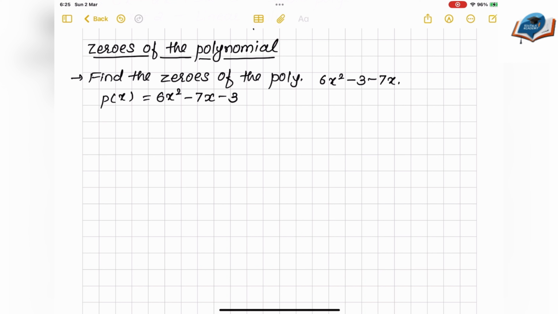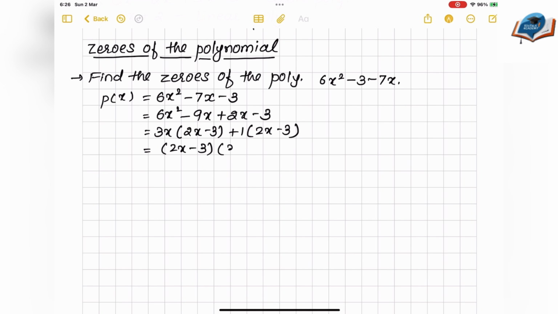Now I have to take the factors of this in such a way that it comes correct. So 6 threes are 18, minus 18, such factors whose sum is minus 7. So I can say 6x square minus 9x plus 2x minus 3. Now 3x, if I take common from the first two, I will have 2x minus 3. And from the second two, I am taking 1 common. So 2x minus 3. Now both brackets are common, so 2x minus 3 I am taking common. In the other bracket, I am getting 3x plus 1.